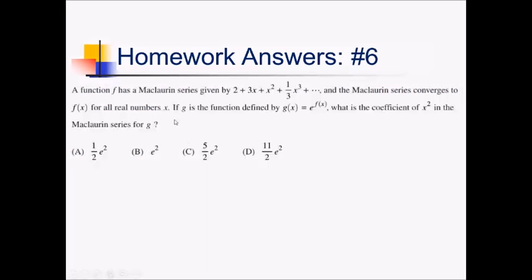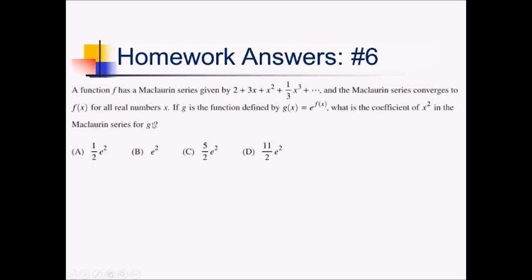For this fun problem, we have a function f with a Maclaurin series given by this stuff here. And we're told this Maclaurin series converges to f of x for all real numbers x. So basically, when you need to do f of anything, you're basically just plugging it into this expression here, and hopefully that works out for you. So now the g function is defined as g of x equals e to the f of x. Based off this, we want the coefficient of x squared in the Maclaurin series for g.